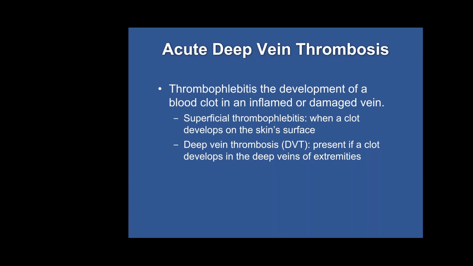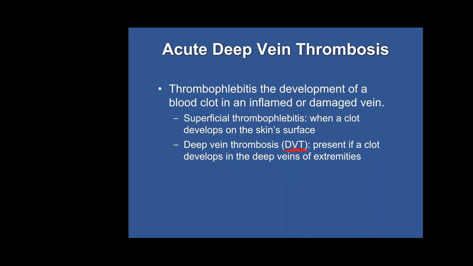DVTs, right? The last little bit here, thrombophlebitis, right? Thrombophlebitis, damage or development of a blood clot in an inflamed or damaged vein. So deep vein thrombosis or DVTs are a more common one that we talk about. A clot develops in the deep veins of the extremities. So usually down in your lower leg, right? Usually in a calf is what they always say, down the calf muscle and those big veins down there. That clot starts forming down there.